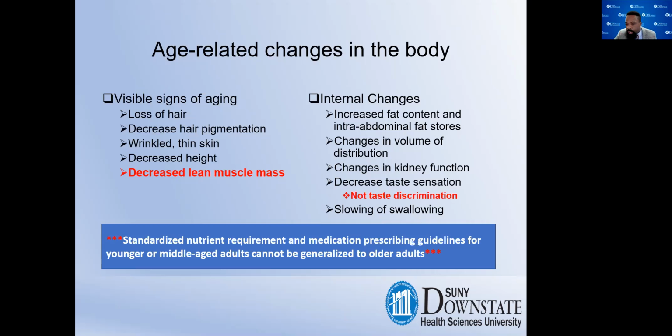And specifically, when I speak of volume of distribution and the decline in kidney function, these changes impact our prescribing habits, such that standardized nutrient requirements and the way we prescribe medications, those guidelines that apply to younger or middle-aged adults, should not be generalized to older adults.